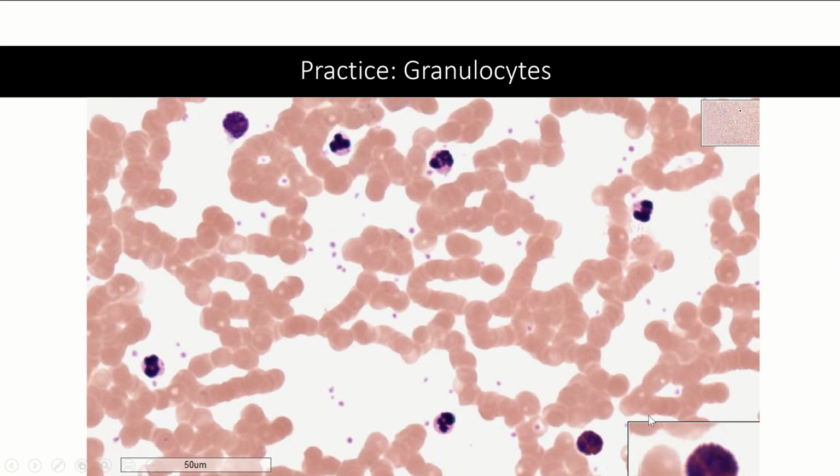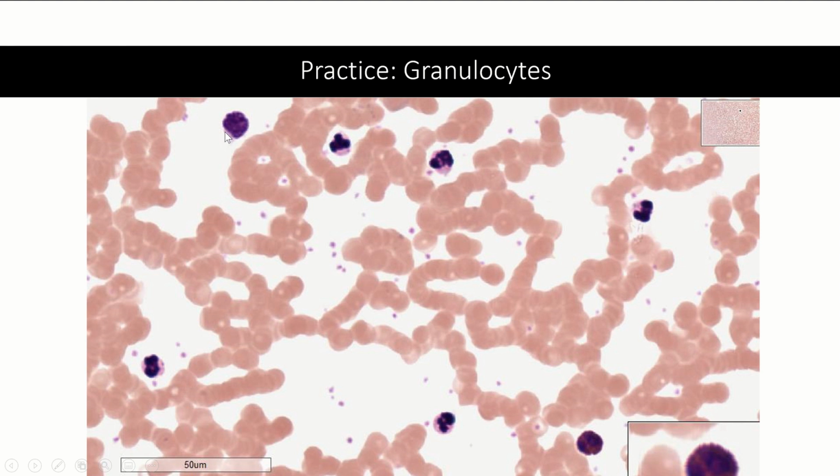Okay. All right, so now we're going to do some more practice. So here we go. So these ones right here, you see how they have very light pink cytoplasm and crazy looking nuclei? Those are going to be your neutrophils, okay? This one right here, same as this one, you can see the cytoplasm in this one is really red, right? Much more red than the red blood cells. And then we do kind of have this bilobed nucleus going on. So that's an eosinophil.